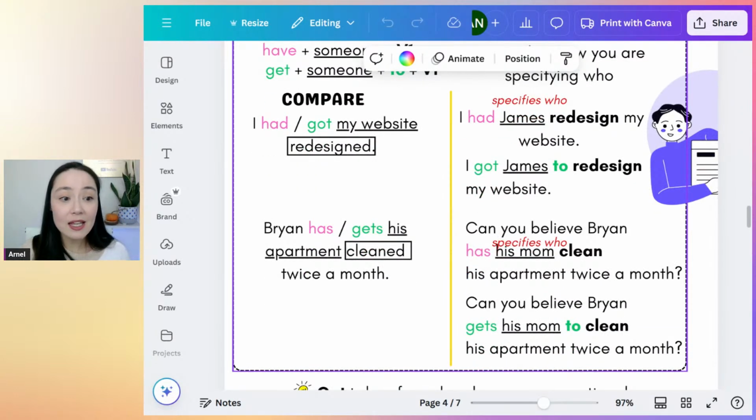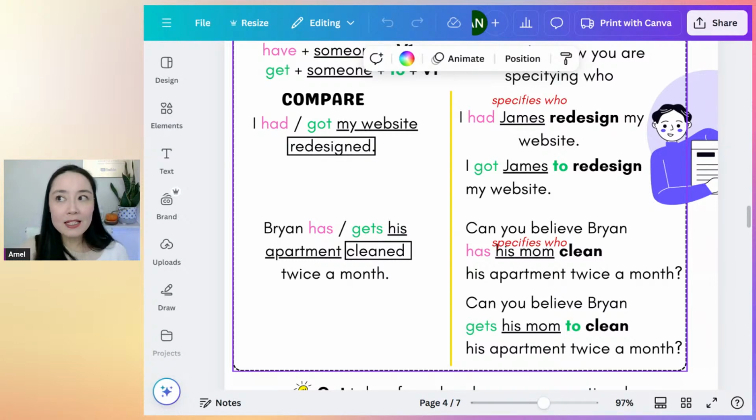Brian has his apartment cleaned twice a month. He pays a cleaning service. Brian gets his apartment cleaned twice a month. Same thing. Now let's say who does the action. Can you believe Brian has his mom clean his apartment twice a month? Now we add who. Can you believe Brian gets his mom to clean his apartment twice a month? You can see we're adding who.